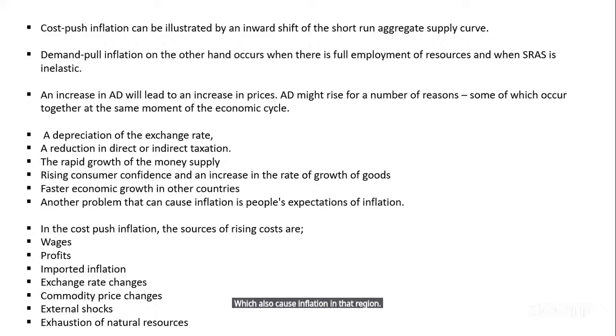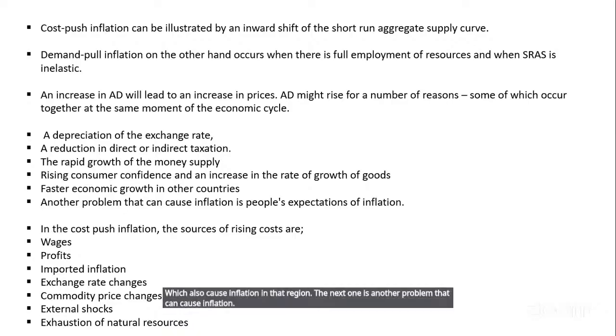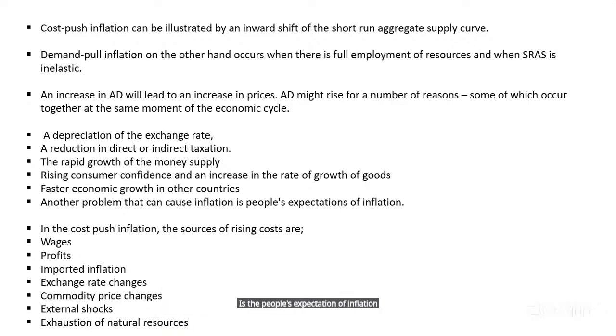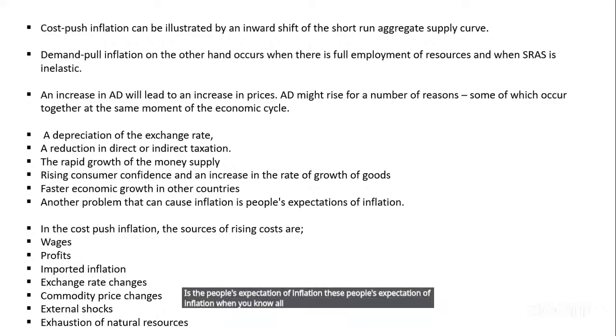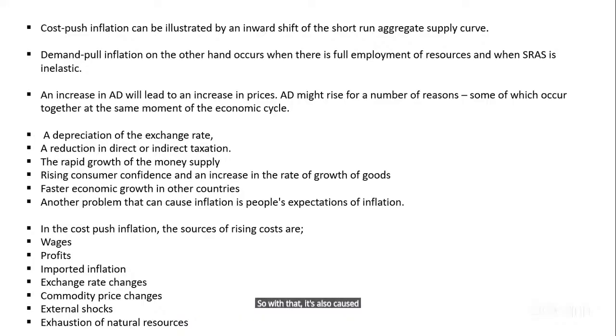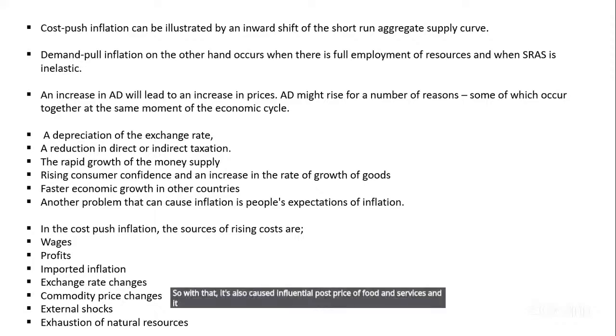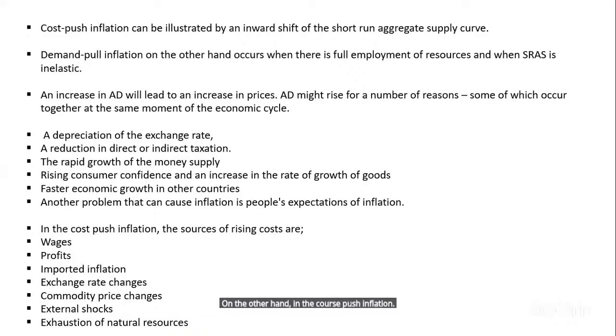Another problem that can cause inflation is people's expectation of inflation. When all our neighbors expect that there's going to be an increase in inflation in 2025, they quickly fight for government to increase the minimum wage. So with that, it will also cause a rise in the price of goods and services, and it leads towards demand pull inflation. On the other hand, in cost push inflation, the sources of rising costs are as follows.